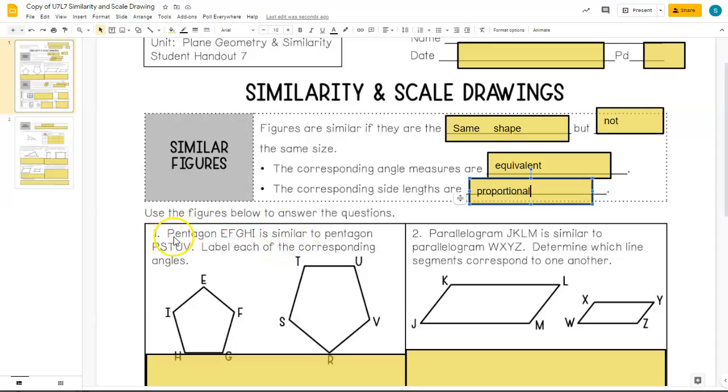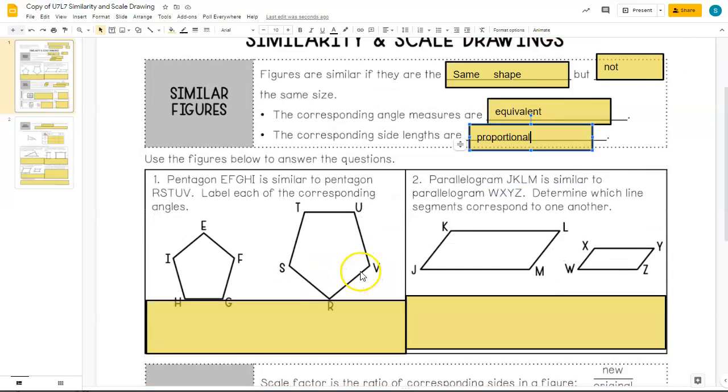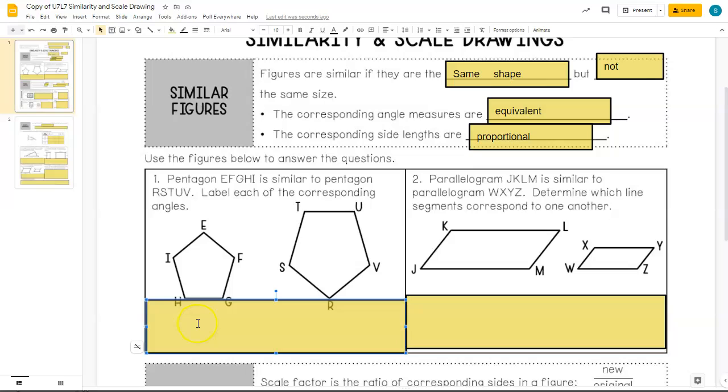So, a pentagon EFGHI is similar to pentagon RSTUV. Label each of the corresponding angles. So, E and R are a corresponding pair. This angle E is the same as this angle R. We noticed if we rotated the pentagon and then made it larger, they would line up exactly. F corresponds to S, so it's angle F and S. Then we've got G and T.